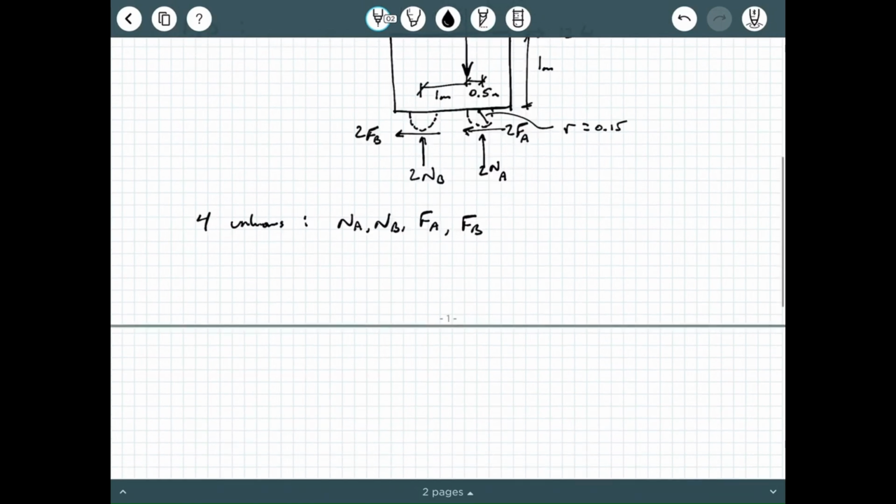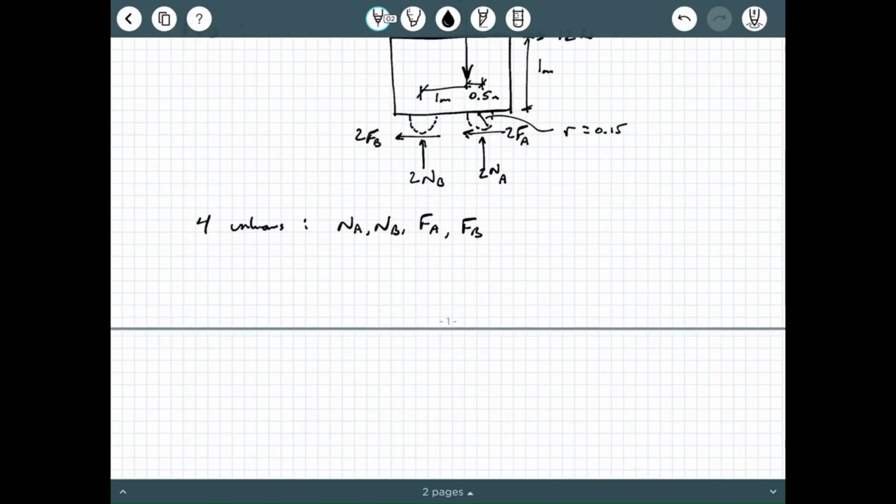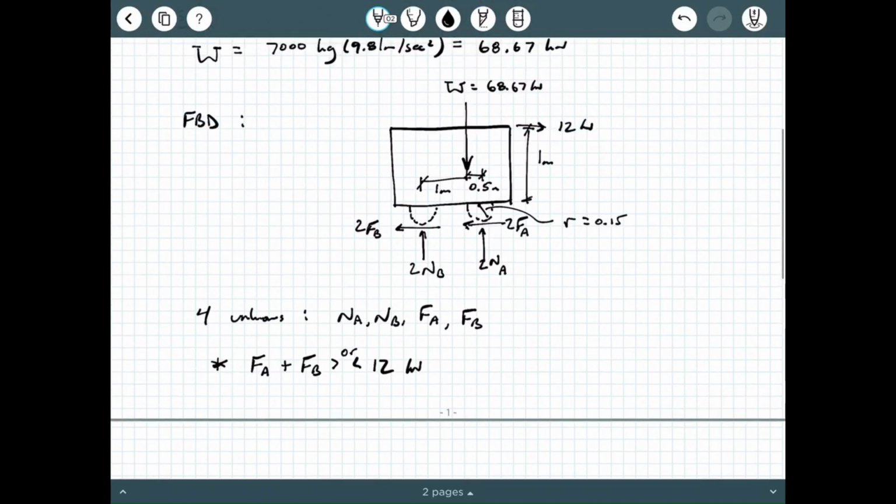Now, the applied force, 12 kilonewtons, is horizontal. So we do have a relationship that we can use to our advantage. And what is that? We can say, put a star here, that FA plus FB should be somehow related to 12 kilonewtons, right? So we're going to put a little "or" statement here, okay? So that's another interesting piece of information we need to return back to, okay?